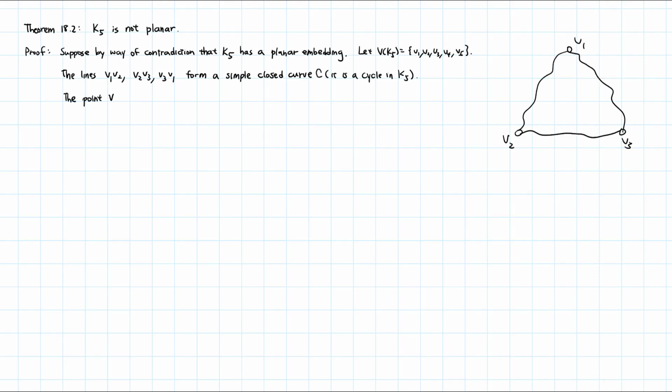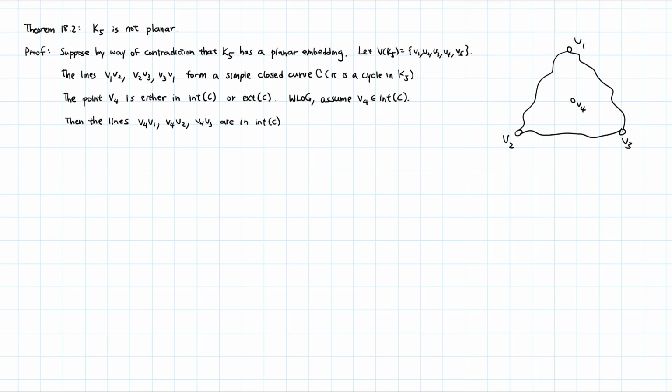Now the point V4 is either in the interior of C or the exterior of C. Without loss of generality, we assume that V4 is in the interior. Then, the lines V4 to V1, V4 to V2, and V4 to V3 are also in the interior of C, except at their endpoints V1, V2, and V3. This looks obvious, but you could try to explain why that is.